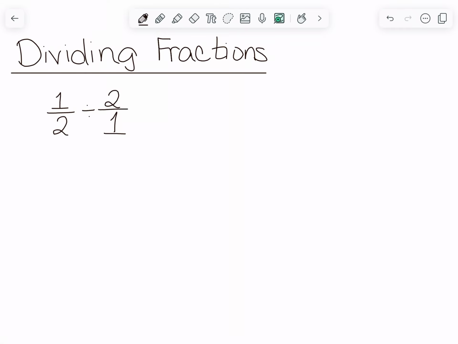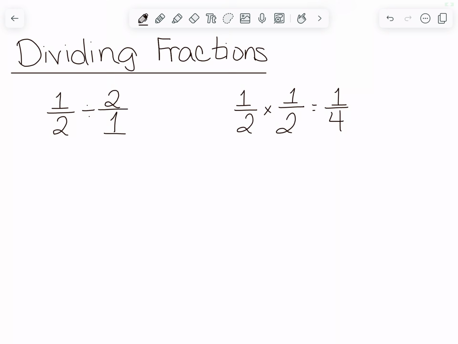Let's try this one. 1/2 divided by 2/1. We'll start with the keep, change, flip. Keeping the first fraction gives me 1/2 times, we flip the second fraction, which will be 1/2. So this becomes 1/2 times 1/2. 1 times 1 is 1, and 2 times 2 is 4, so my answer is 1/4.